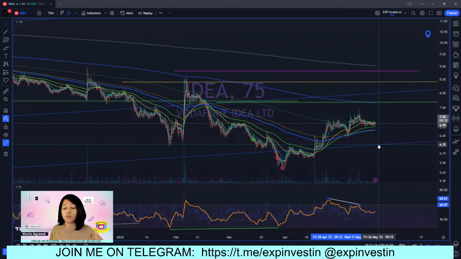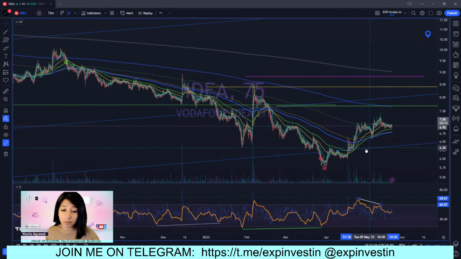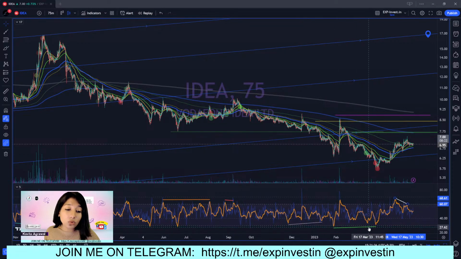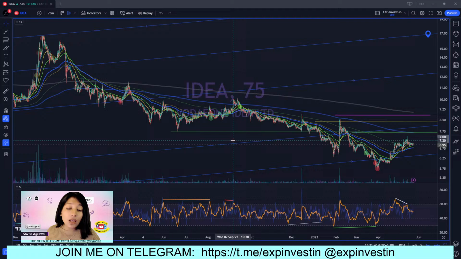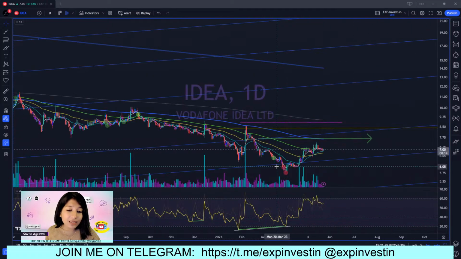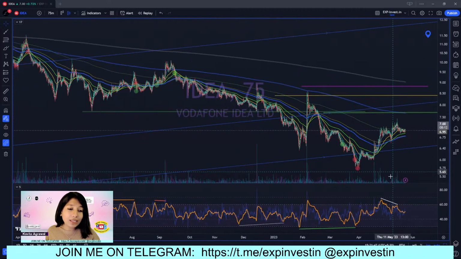See, Vodafone Idea is in a strong downtrend, and I think this downtrend is going to continue. There is no reason on the charts to really believe that there would be an upside. You might be thinking that, oh, I can see a positive divergence, but honestly, in a downtrend that's that sharp, I wouldn't call this a very clean positive divergence, right?